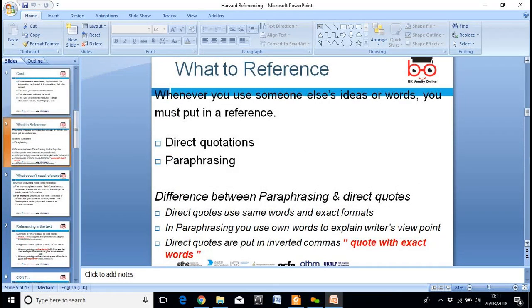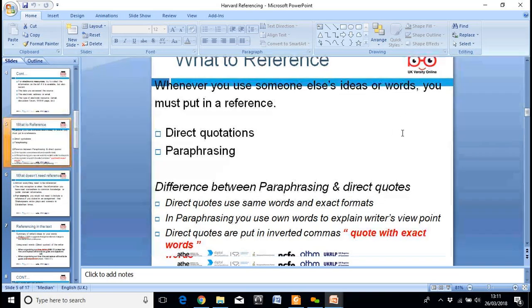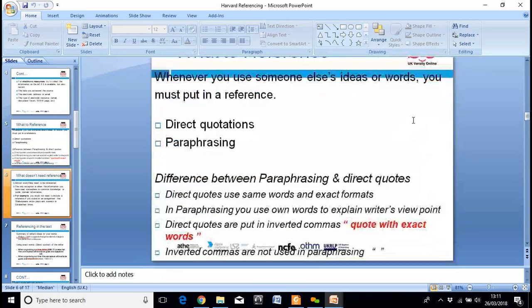Again, what to reference? Whenever you use somebody else's idea or words, you must put in a reference. They can be direct quotations or paraphrasing, and this is the difference between paraphrasing and a direct quote. Direct quotes use exactly the same words in exactly the same format. With paraphrasing, you use your own words to explain the writer's point of view. Direct quotes are put in inverted commas, quoted with exact words, right? Inverted commas are not used in paraphrasing.